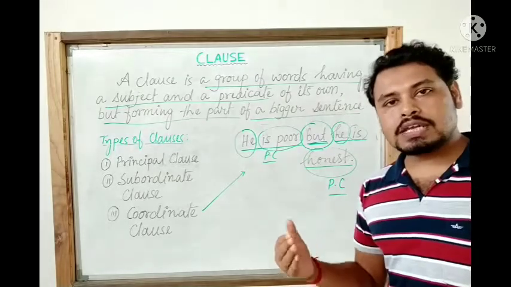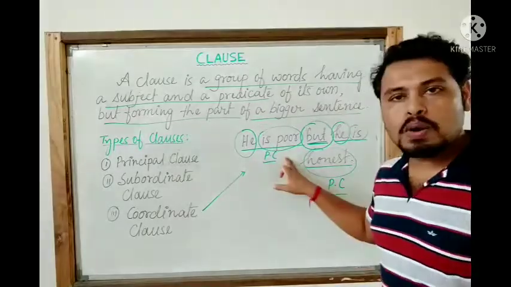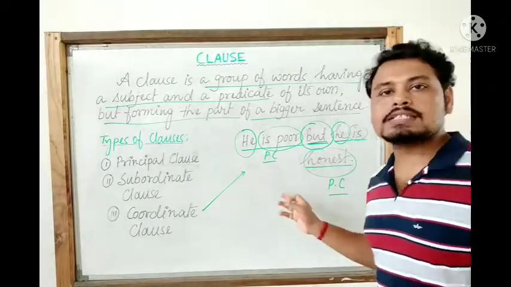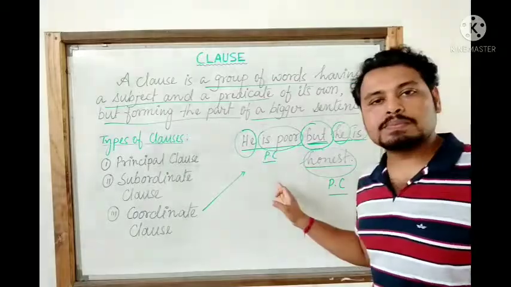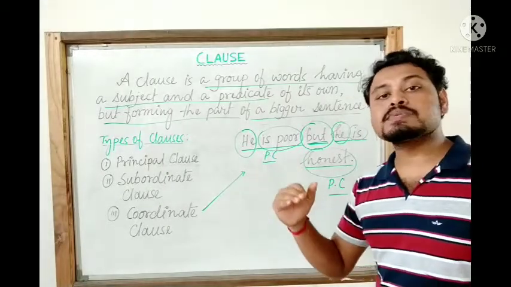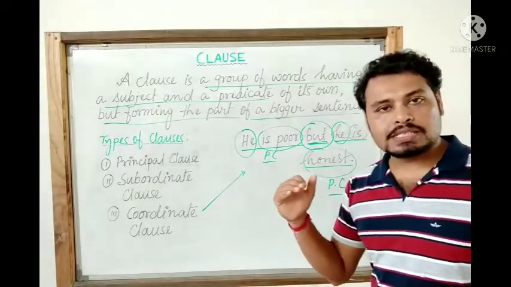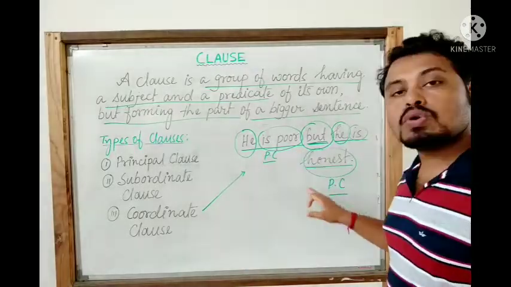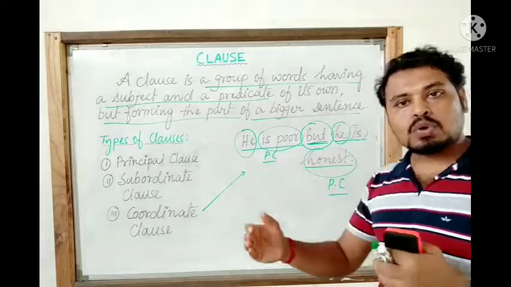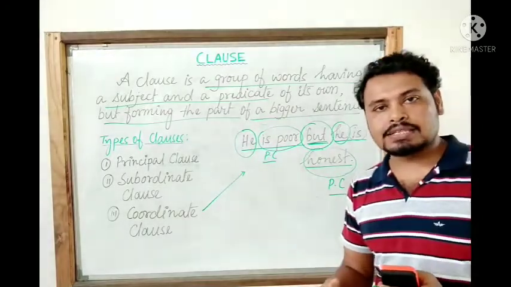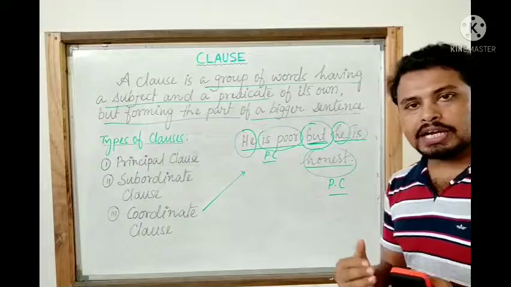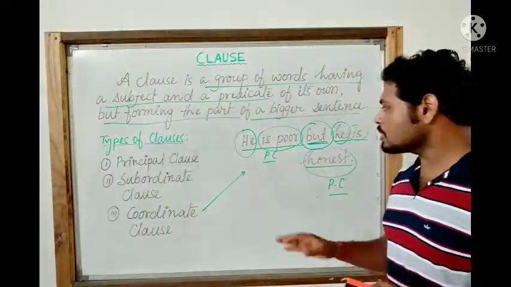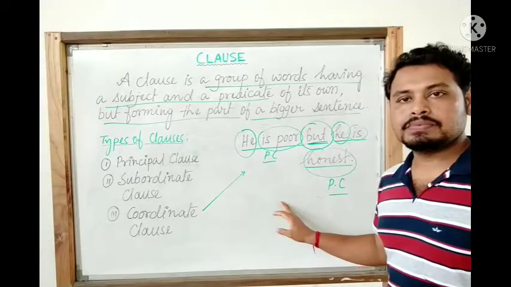So coordinate clause is a clause where two clauses, it may be one principal clause and another subordinate clause, maybe two principal clauses, but that should be of same rank, same weightage. That is the condition. So coordinate clause is that clause where two clauses are coordinating with each other. That means two clauses are joined by coordinating conjunction, and this is what a coordinate clause is.